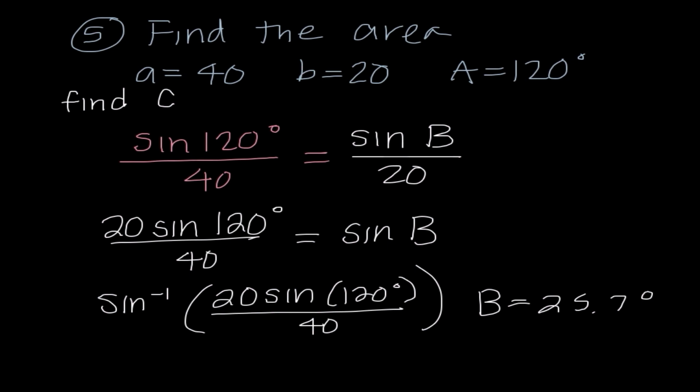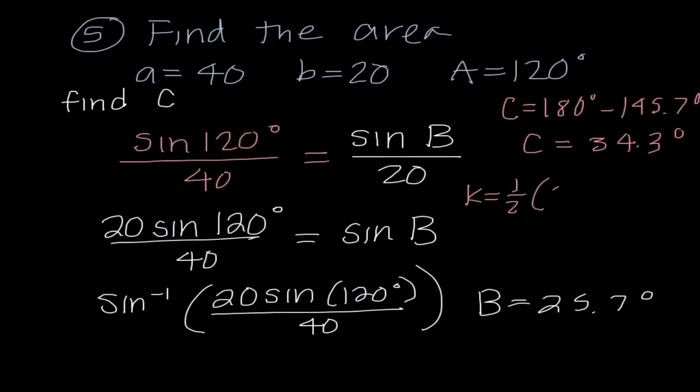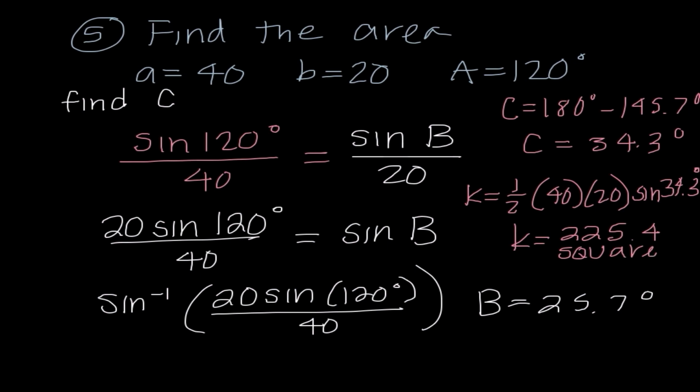What that means for me is that angle C is 180 minus 145.7. So I get that angle C is 34.3 degrees. And now I can go ahead and say the area is equal to 1/2 times 40 times 20 times the sine of 34.3 degrees. And when I put that into my calculator, I get 225.4 square units.